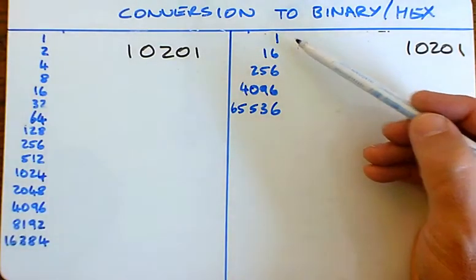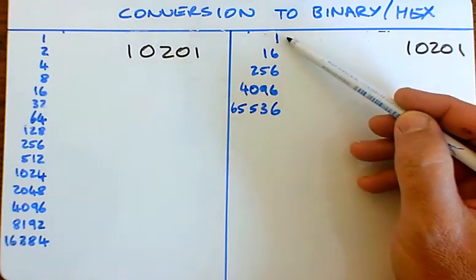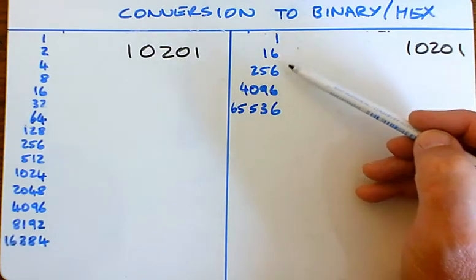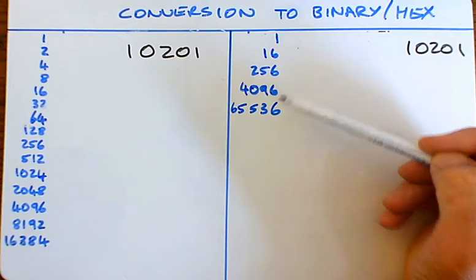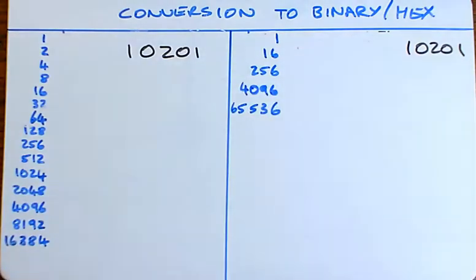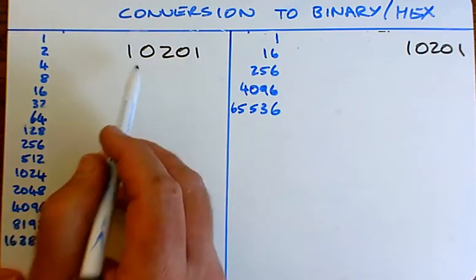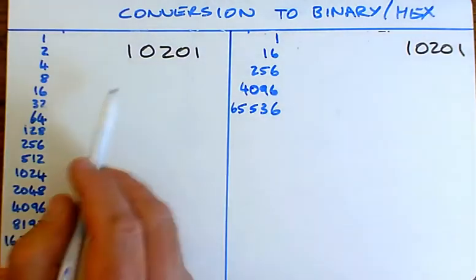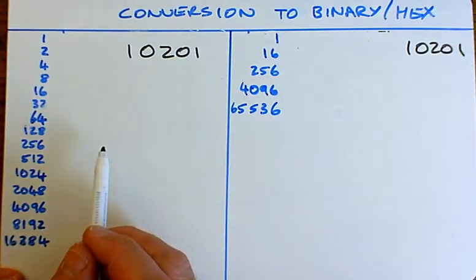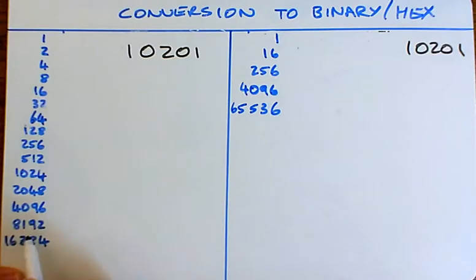Over on the hex side, these are powers of 16, 16 to the power 0, 16 to the power 1, 16 squared, 16 cubed, 16 to the power 4. Okay, right, so we'll do the binary one first. So the number that I'm converting in both instances is 10,201. So I'm going to look down here and I'm going to find the biggest number that can go into that, which is 8192. So I'm going to use one of those.